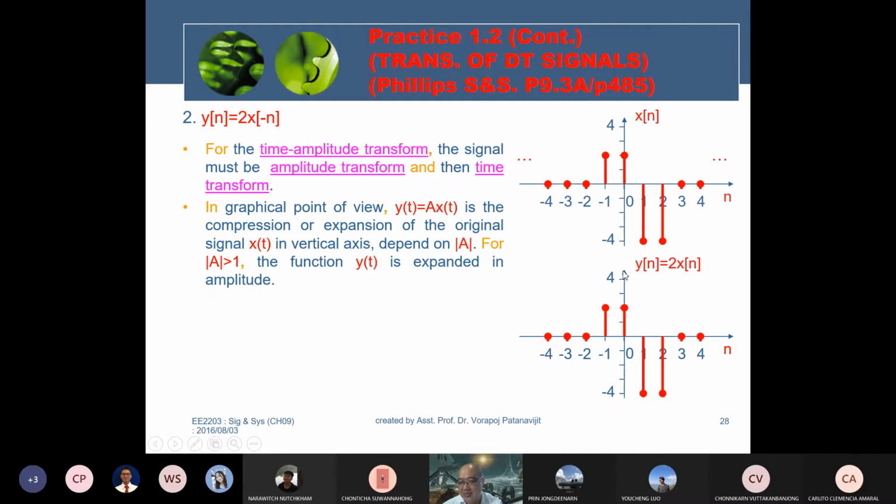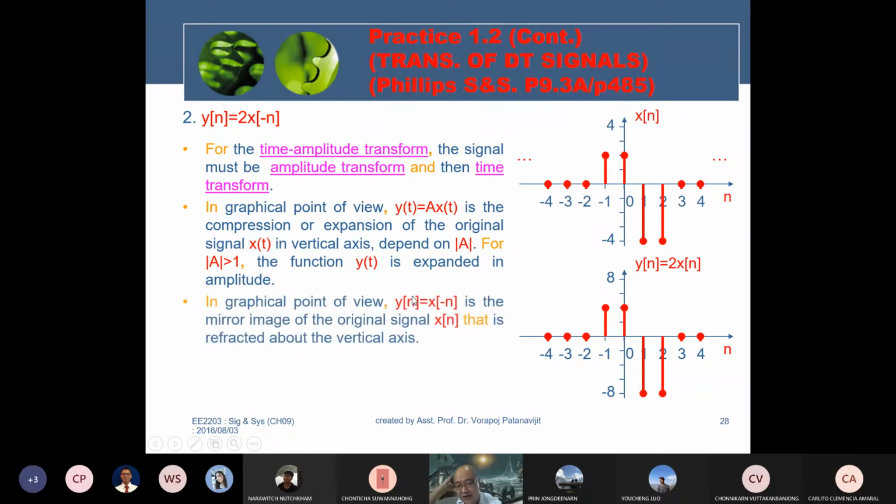We will expand the scaling, rescale in the vertical axis from 4 to 8, double. Scale by 2, 4 to 8. And next we proceed for the time reversal. For the time reversal, in the graphical point of view, y[n] equal to x[-n] is the mirror image of the original signal x[n], that is reflected about the vertical axis. You flip with respect to the vertical axis.